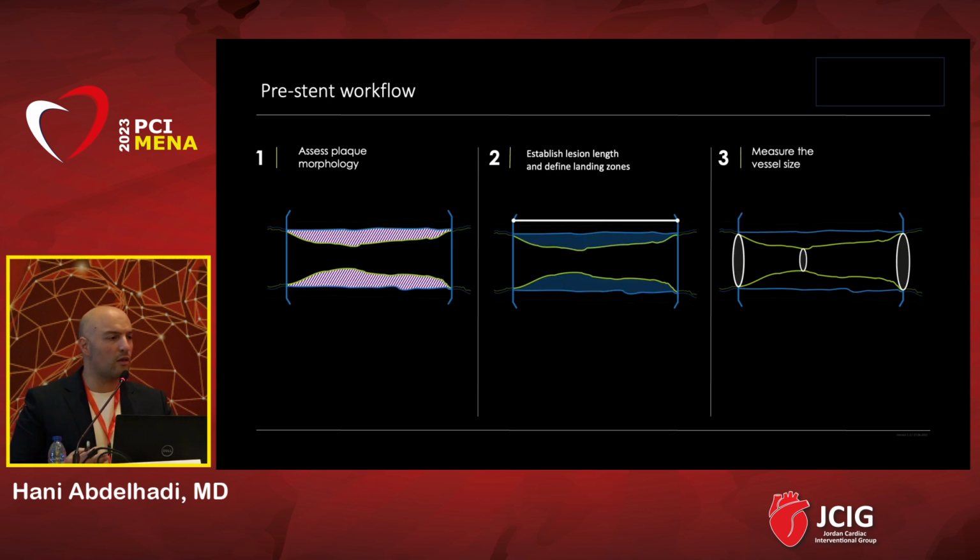Well, we start off with imaging, and today I'm going to talk about IVUS, but this applies to both IVUS and OCT. So we start with our pre-PCI workflow. The first thing we do is we look at the morphology of the plaque. Is it high in calcium? Is it very fibrotic? Do we need to do special preparation? We then establish your dimensions. So you look at your length and you look at your diameters, both distally and proximally.